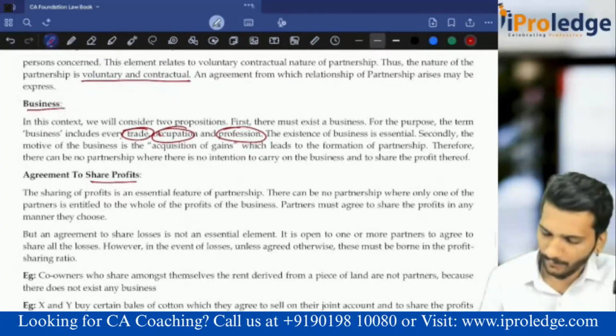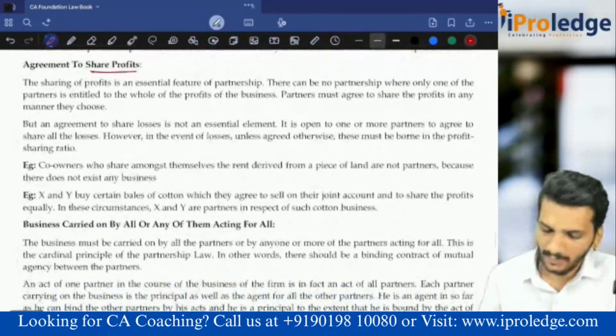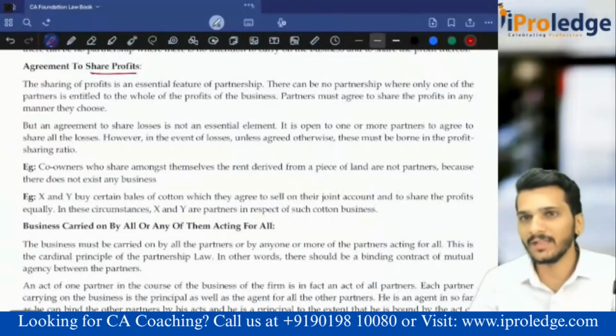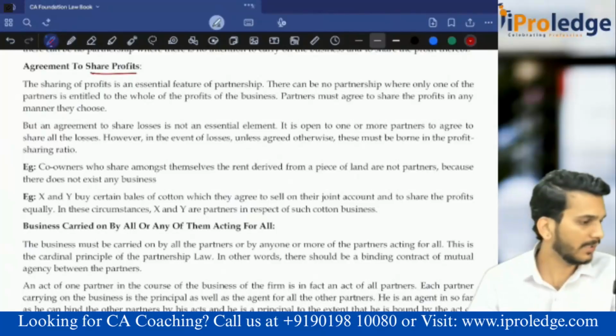And an agreement to share the profits. At least they should share the profit. Regarding the losses, let them decide. But just because they are sharing some profit, it does not mean it is a partnership firm. Just because they share some revenue, it does not mean that that is a partnership firm.